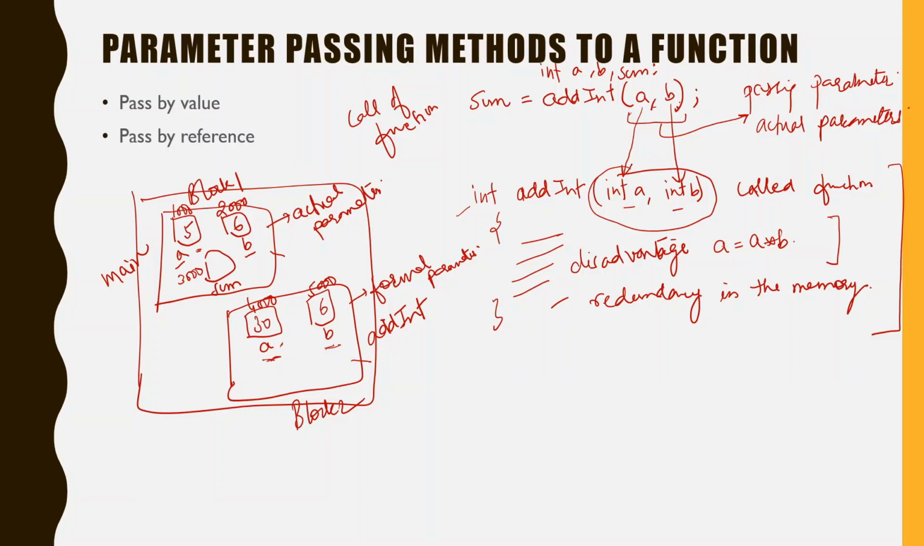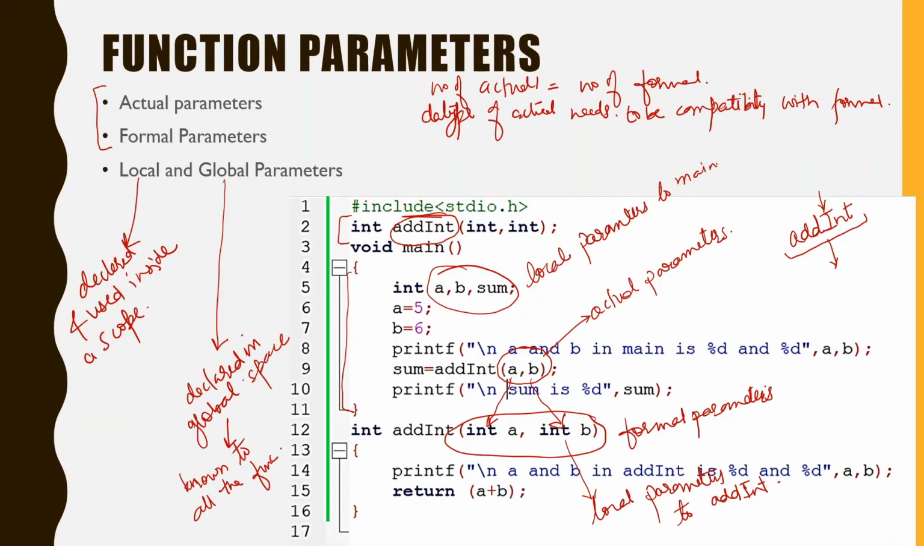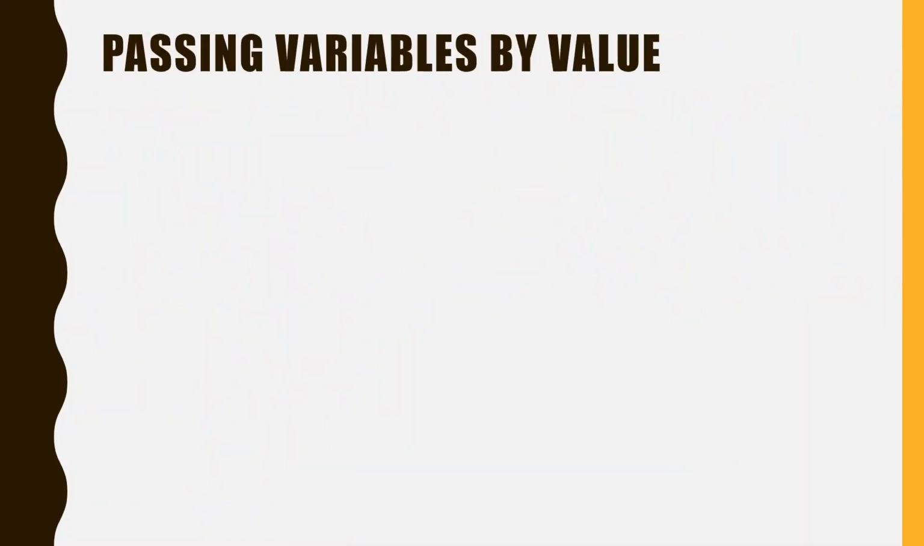Now if anything has to be reflected in the calling function, the return statement will be used. Here the return statement works to return any value to the calling function. So this is how the pass by value concept works. This is the example for pass by value. Here the values of a and b are passed to these a and b, and this return statement is used to pass the value back to the local parameter of the calling function. So this is passing variables by value.